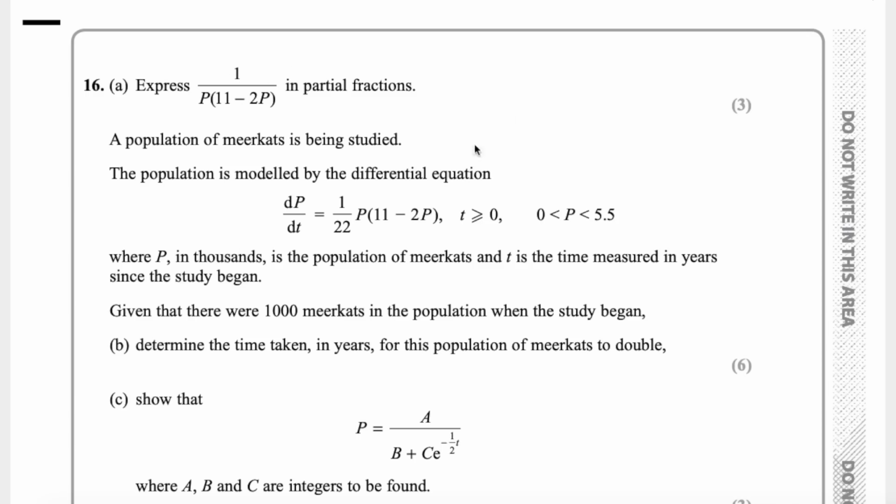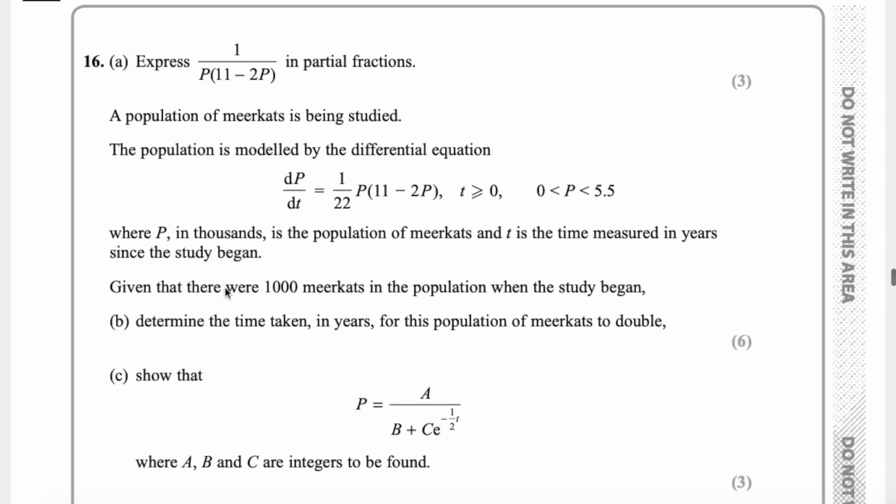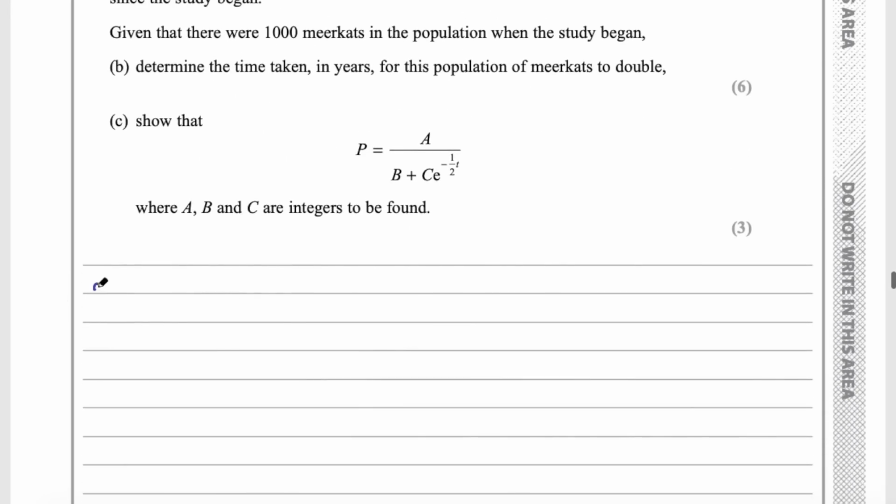So we need to find the two fractions that add together to make this fraction here. So we have 1 over p multiplied by 11 minus 2p. The way we do that, firstly, is we can say this equals, well, the first denominator will be p. The denominator here is already factorized for us, so we don't need to factorize that. We can just say that one denominator will be p, the other one will be 11 minus 2p, and then we're looking for the numerators. So we call those a and b.